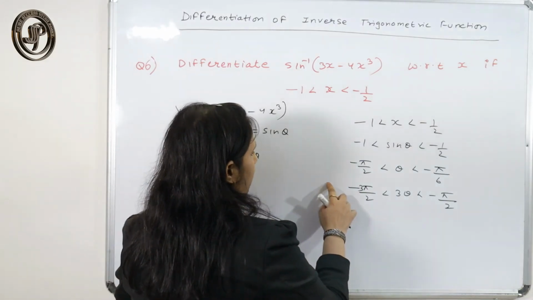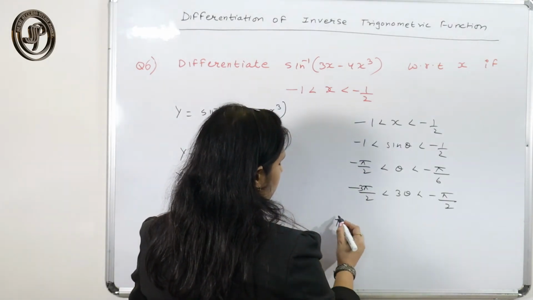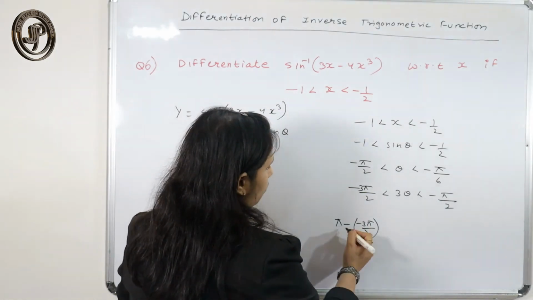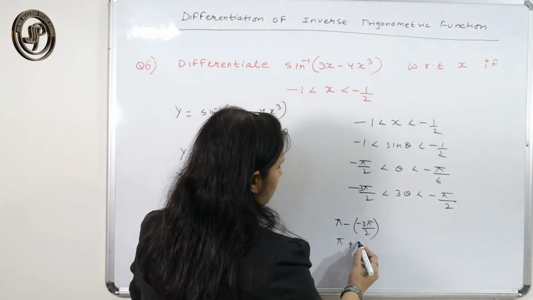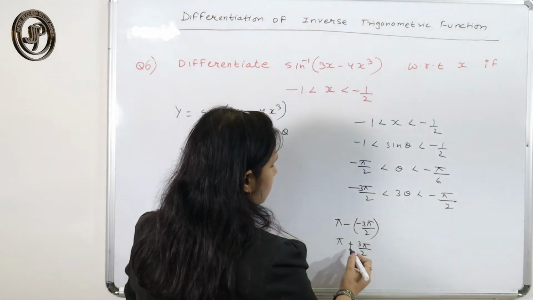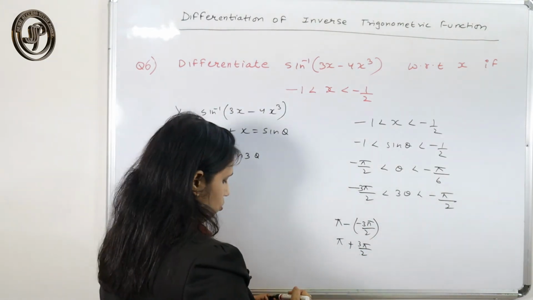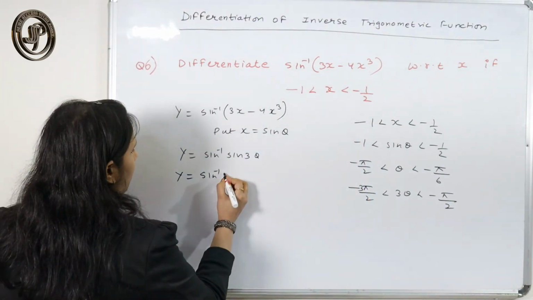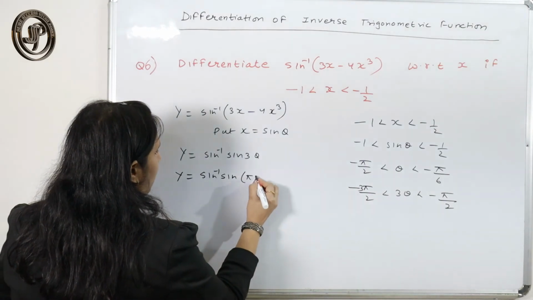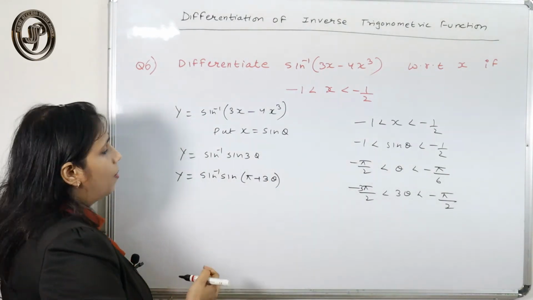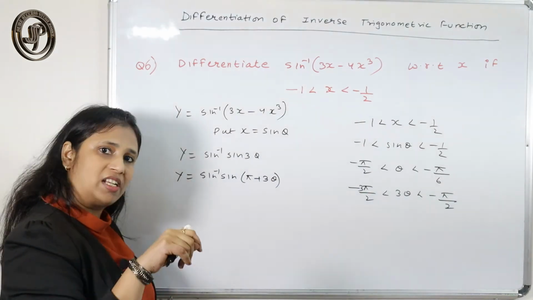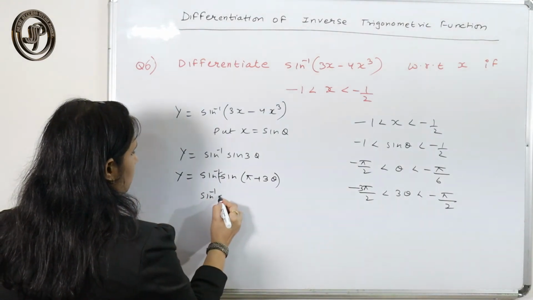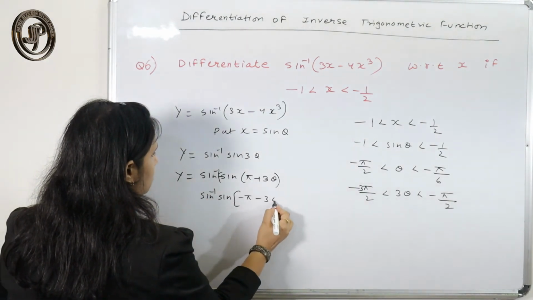If I put pi minus, I can check with pi minus 3 pi by 2. So if I just do pi minus, then what will I get? Pi plus 3 pi by 2, so this becomes 5 pi by 2. That is not coming in our range, that's why I am not taking pi minus here. Now I can take sin inverse sin of pi plus theta. But sin of 180 plus theta is minus sin theta, so I have to put the minus sign here. So we can write this as sin inverse sin of minus pi minus sin 3 theta.